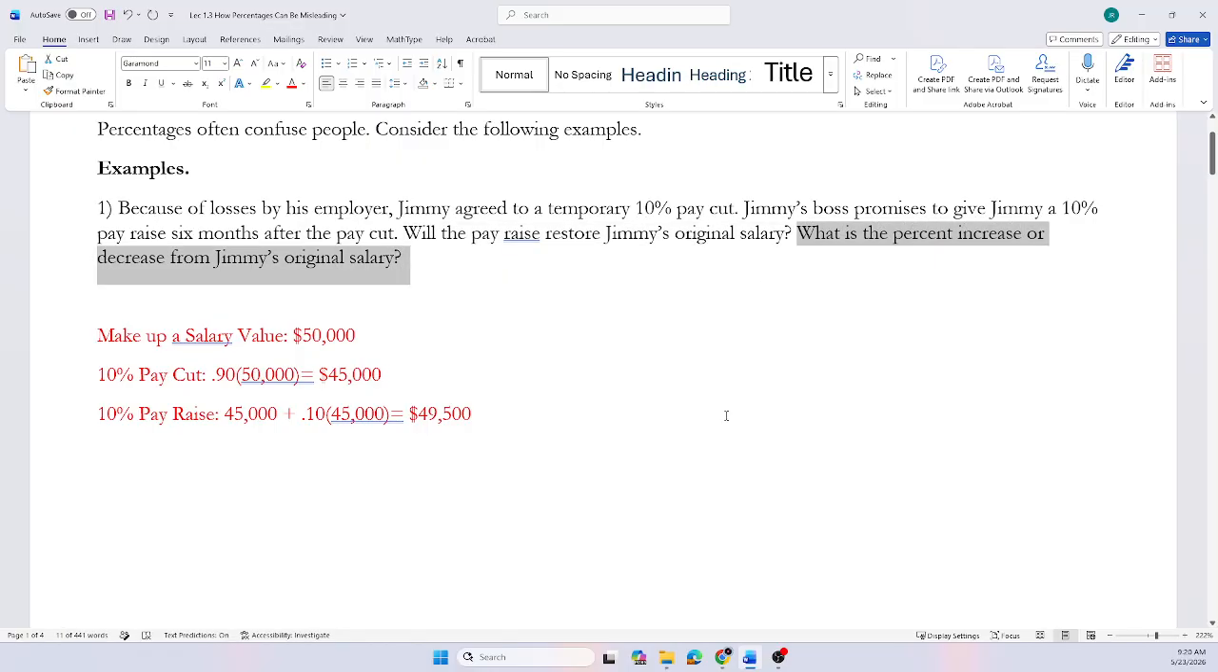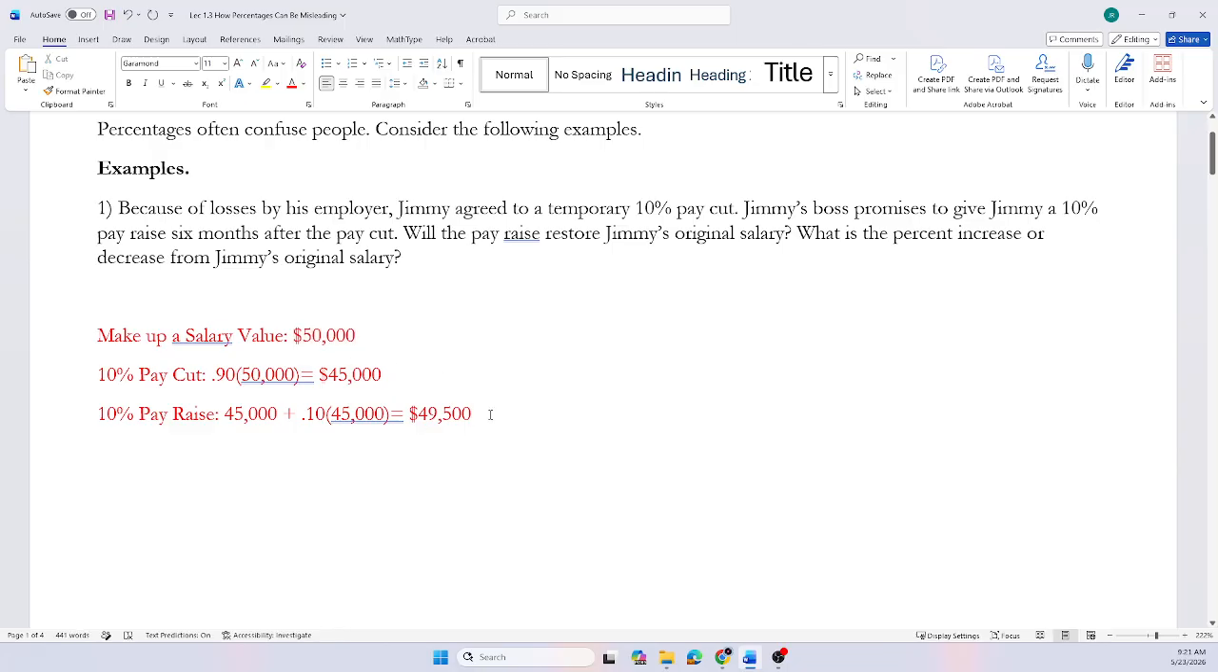But the next question is, what is the percent increase or decrease from his original salary? It would actually be factually incorrect for us to say that Jimmy is going to be making $500 less than where he started, because that's assuming he started off at $50,000. We don't actually know what his original salary was. We made it up. If you want to be 100% technically correct, you would introduce a variable and manipulate that variable. But this tends to cause confusion unless you're very comfortable with algebra. So instead of using a variable, we just made up a number. But if we want to compute the actual percent change, we can use these numbers.